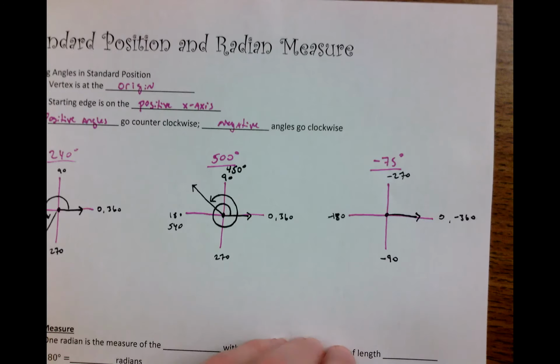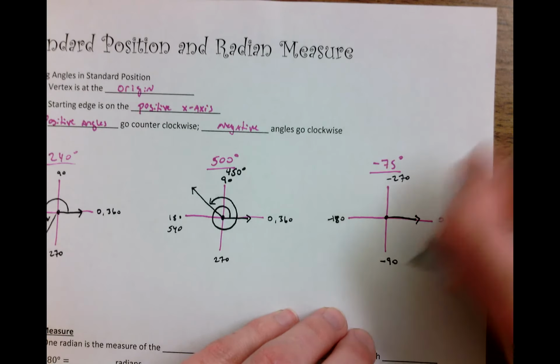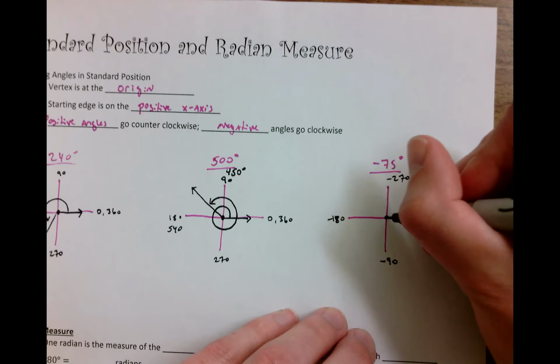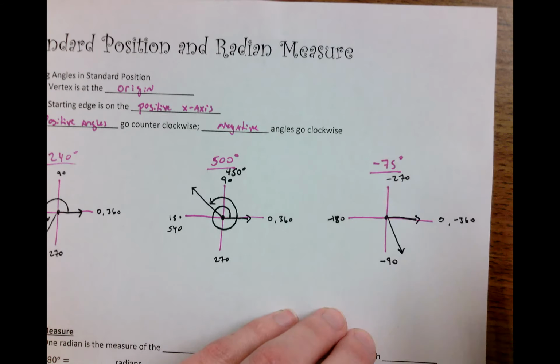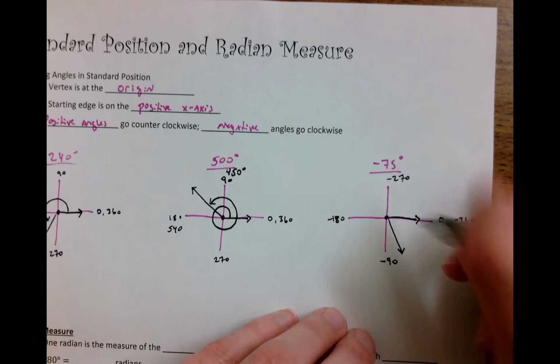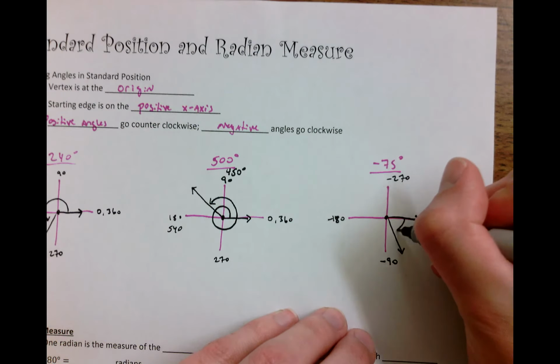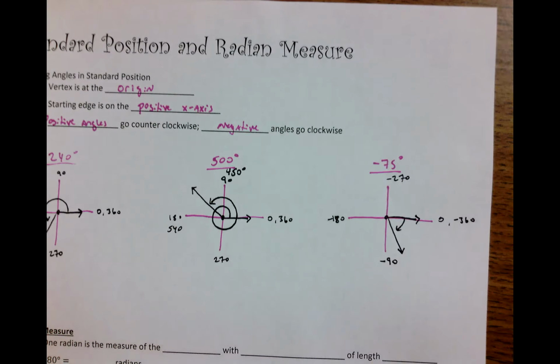Okay, now I want negative 75. So negative 75, that's going to be in here, closer to 90 than to 0. So I'm going to draw my terminal side. And then my arrow is going to go from my starting side, showing that I swung clockwise for that one. Okay, so that is how you draw angles. Pretty easy.